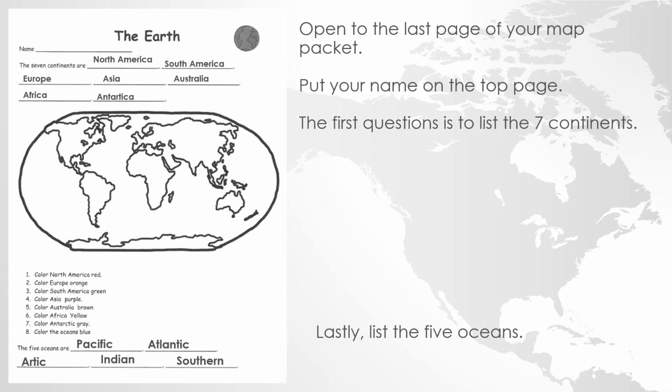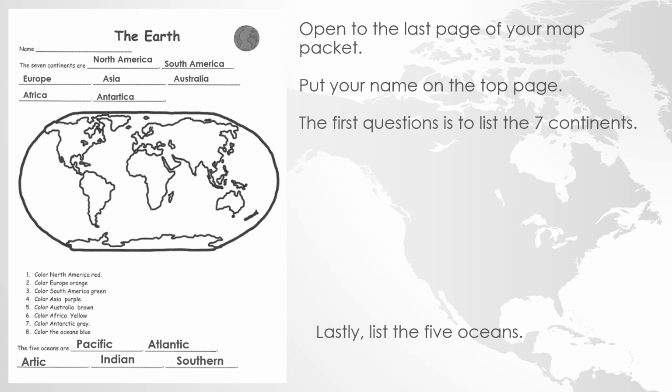So red crayon. The red crayon is for North America. Remember, we live in North America right now. North America is red. Now let your fingers travel across the Atlantic Ocean to Europe. You're going to use your orange on that. You'll color Europe orange.